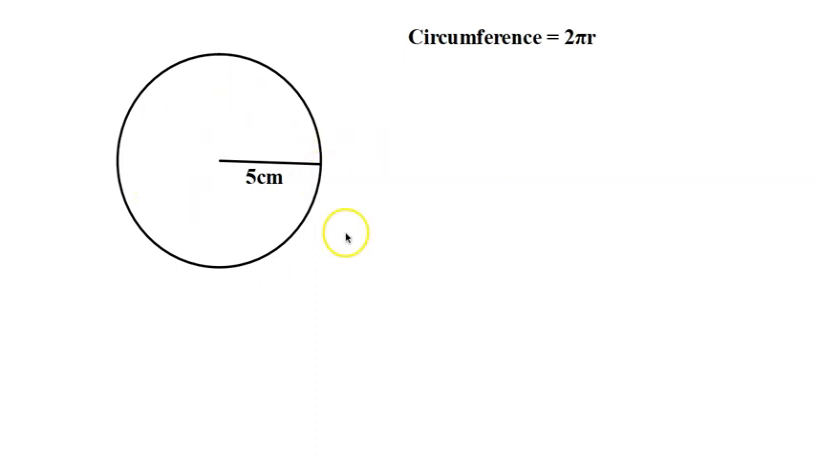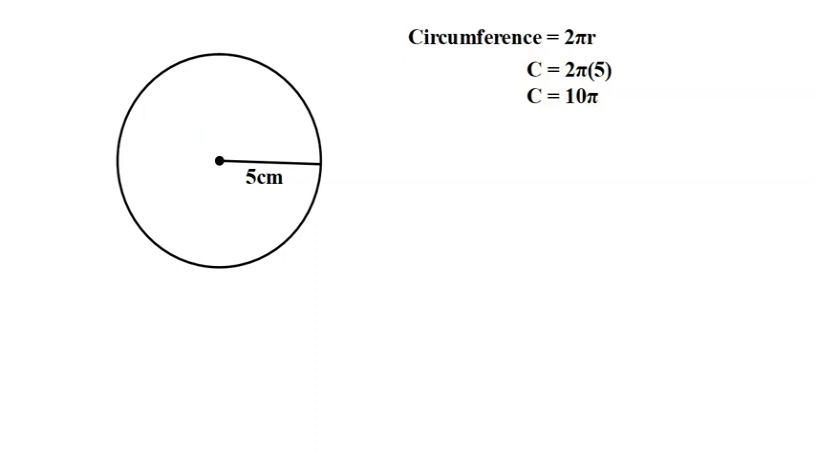Real quickly, I am going to find the circumference of this circle here. So the circumference is 2 times pi times my radius of 5, which is just 10 pi. And I am going to leave it like that as 10 pi centimeters. I'm not going to get the decimal for it. I just want to leave it like that. It's a little bit cleaner, nicer. It's not rounded off. It's the exact number.